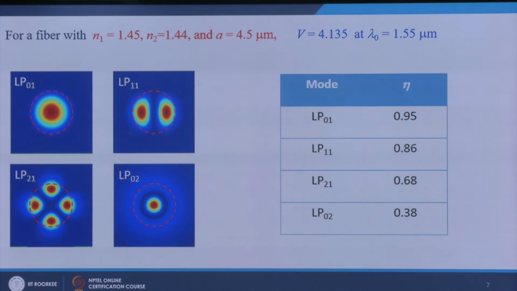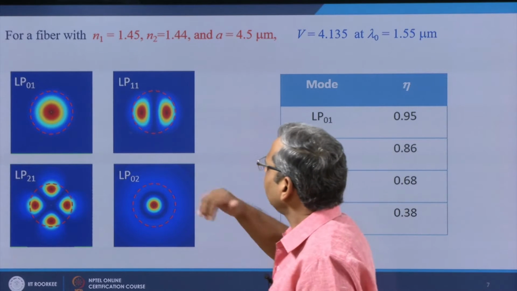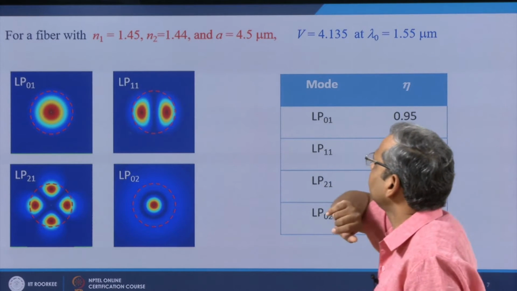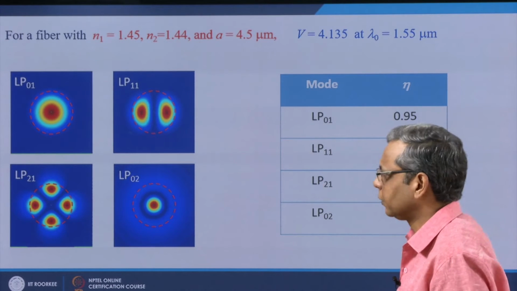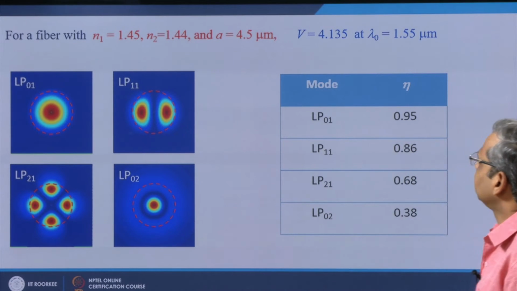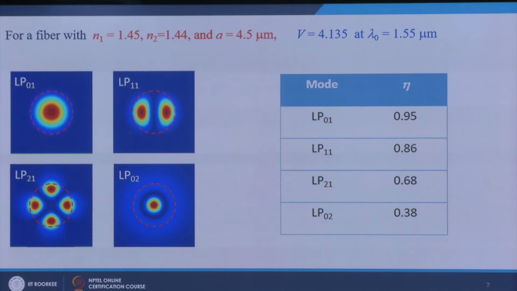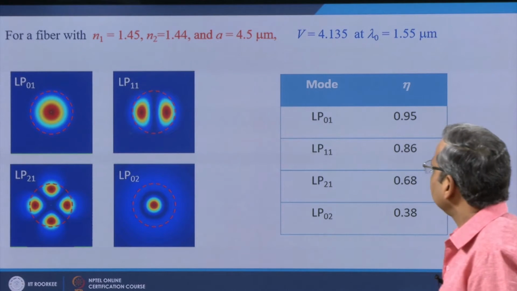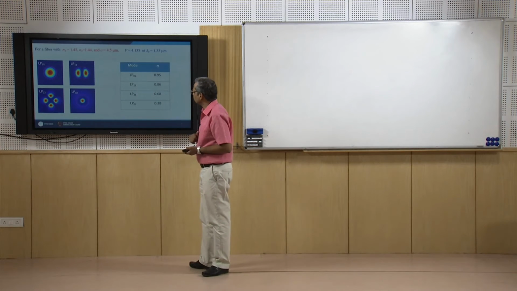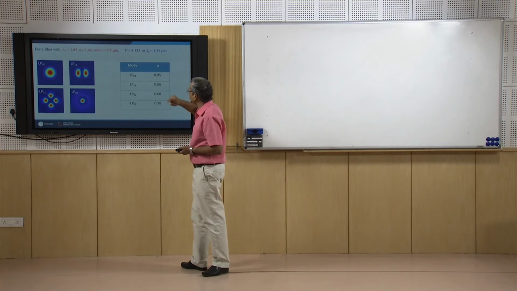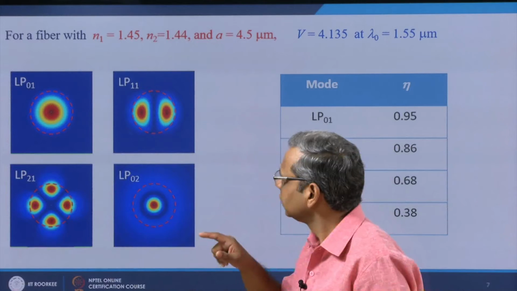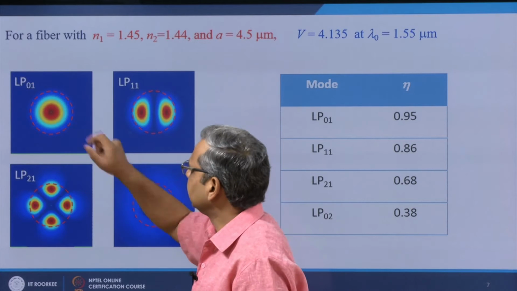Now let us see some examples. For a fiber with N1 equal to 1.45, N2 equal to 1.44 and a equal to 4.5 micrometer, if I calculate the value of V, it comes out to be 4.135 at lambda equal to 1.55 micrometer. And then if I see the fractional power in the core for various supported modes, it is given like this. For LP01 mode, 95% power is in the core. So, if I look at the mode intensity plots, then 95% power is in the core.